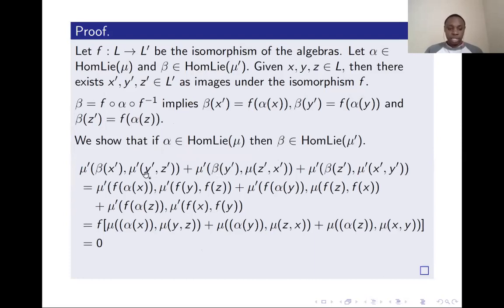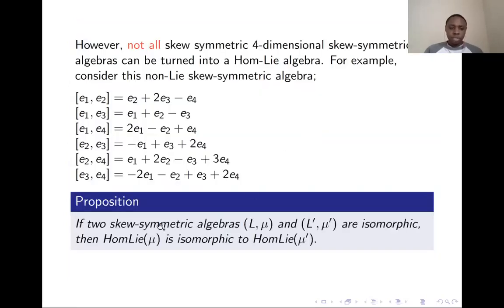And that is true, because when we substitute here, probably it looks like a lot, but the idea is just to substitute from this claim. We find that this is an expression of the Hom-Jacobi identity in the second algebra, and then with substitutions, and since F is an isomorphism, we end up with this expression. And this expression inside here is just the Hom-Jacobi identity expression in L. But since we had claimed that alpha is already here, it means that this is zero, and therefore F of zero is just zero. So if I go back, it means that it is enough to work with the representatives of such skew symmetric algebras to describe their Hom-Lie structures, because the isomorphism property is inherited in a way.